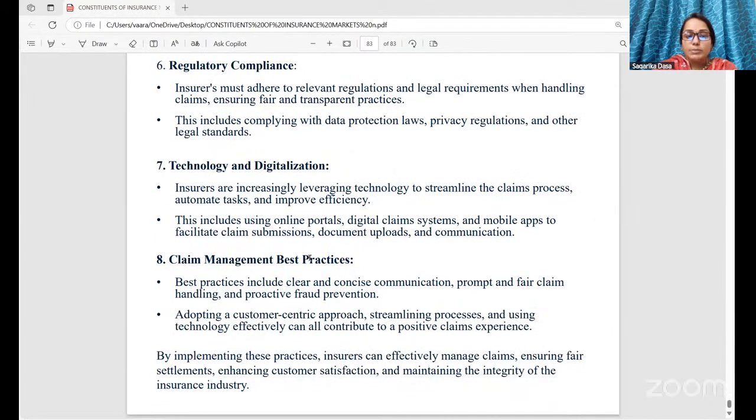Then claim management best practices. The best practices include clear and concise communication, having proper communication with the policyholders, prompt and fair claim handling, and proactive fraud prevention. By implementing these practices, insurers can effectively manage claims, ensuring fair settlements, enhancing customer satisfaction, and maintaining the integrity of the insurance industry. So this is about the claim settlement process which we can see in general insurance policies. I hope today's topic is very much clear to you all.